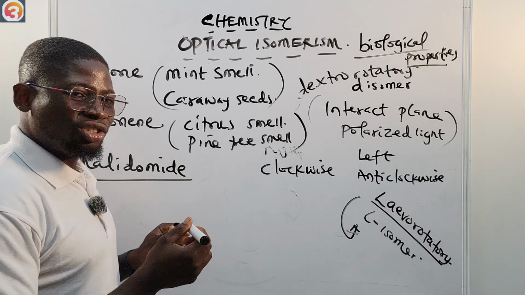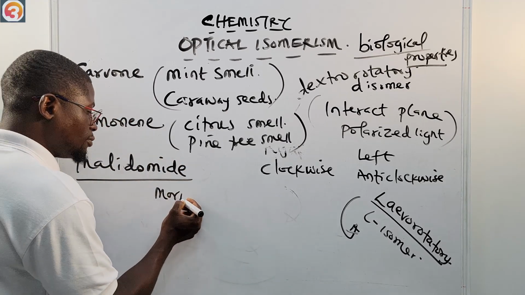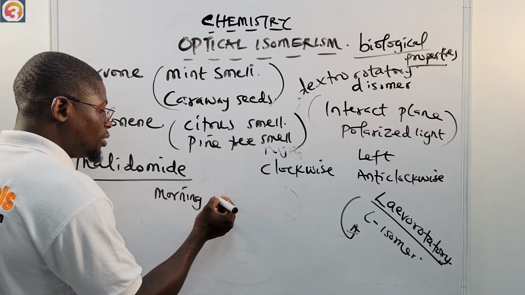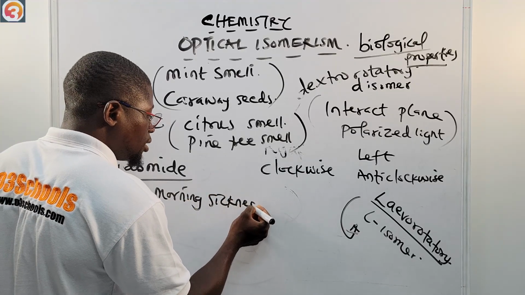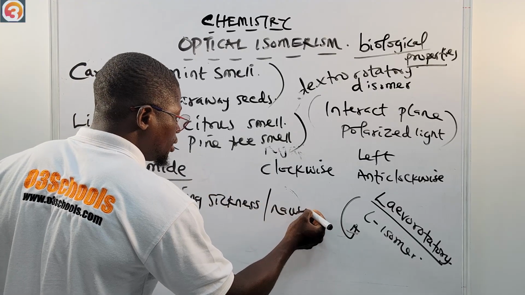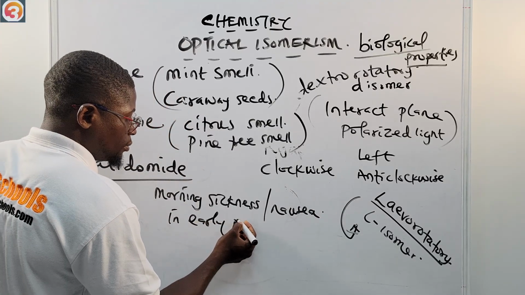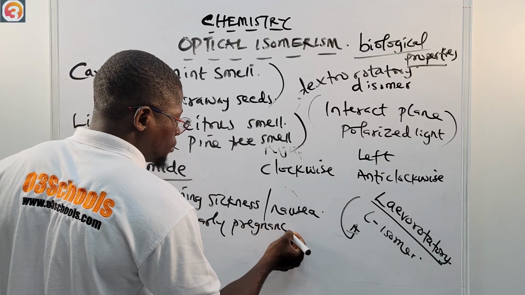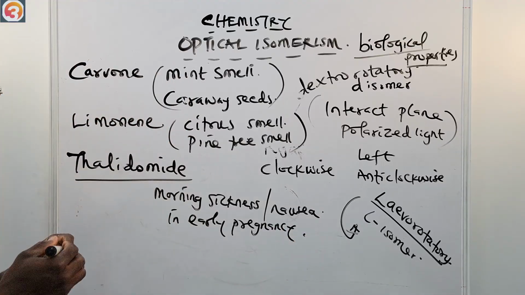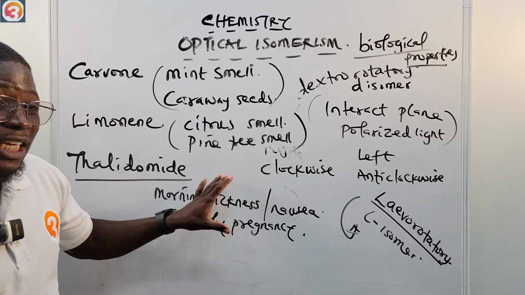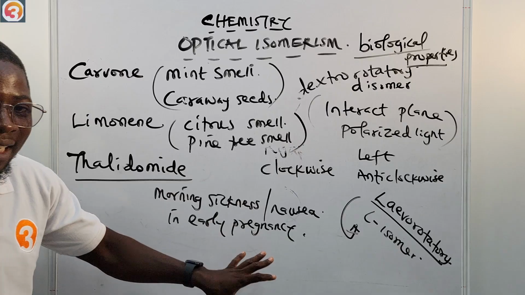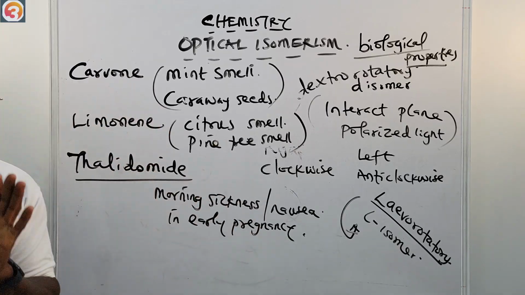Thalidomide is used in treating morning sickness. One of the enantiomers is used in treating morning sickness or nausea in early pregnancy.